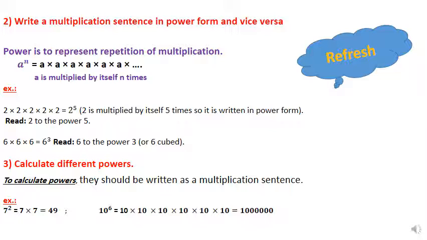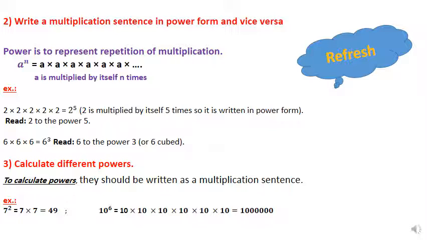Now, how can I write a multiplication sentence in power form and vice versa? When I say it's a to the power n, well, power is the repetition of multiplication. So it's a times a times a times a, n times. So if I have, for example, as you can see here, 2 times 2 times 2 times 2 times 2, it's 2 to the power 5 because it's 2 multiplied by itself 5 times. So the base is the number repeated. The power or the exponent is how many times this number is multiplied by itself.